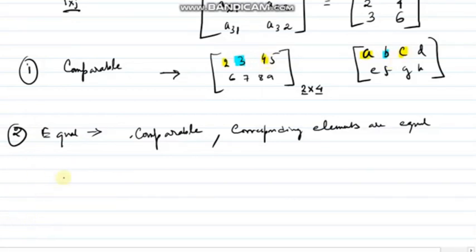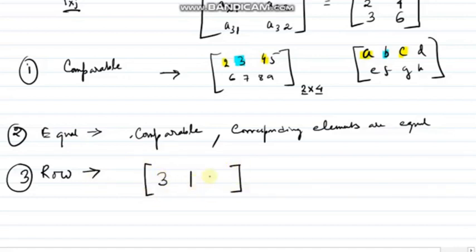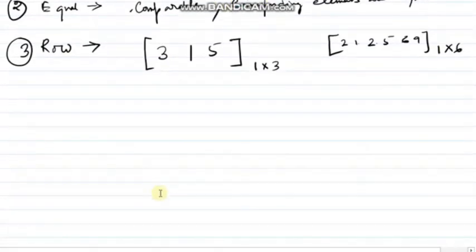Next one is row matrices. From the definition you can understand, if you have only one row, I can have as many columns as I want. So this is one row and 3 columns. Only one row is there and 3 columns. Another example I am giving you: 2, 1, 2, 5, 6, 9. How many? 1, 2, 3, 4, 5, 6. 6 columns. So 1 row, 6 columns. So this is the definition and example of row matrices.